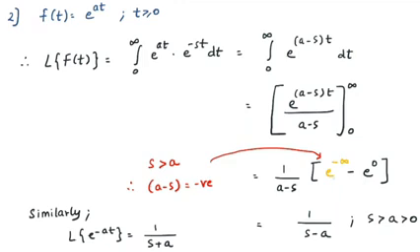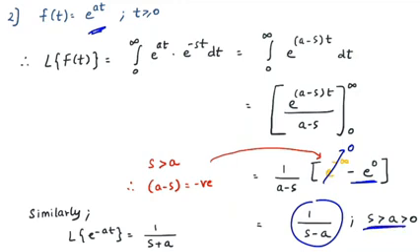Then do the calculation again. This is 0 and this is minus 1. So the answer would be 1 upon s minus a. So if you have the function as e raised to plus at, the answer would be 1 upon s minus a, where s is greater than a and a is greater than 0.